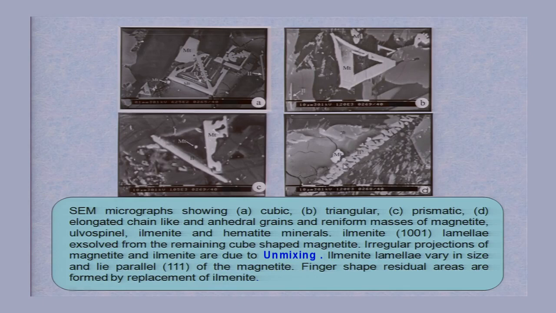All the grains are anhedral magnetite grains, or sometimes they are reniform. Reniform means they are similar to the kidney shape. They are kidney shaped grains of magnetite. All these varieties, cube shape, triangular, prismatic, reniform, chain-like, can be seen, or they are formed by exsolution between magnetite and ilmenite. Here in this slide, remember this magnetite is in exsolution with the ulvospinel, ilmenite and hematite minerals.